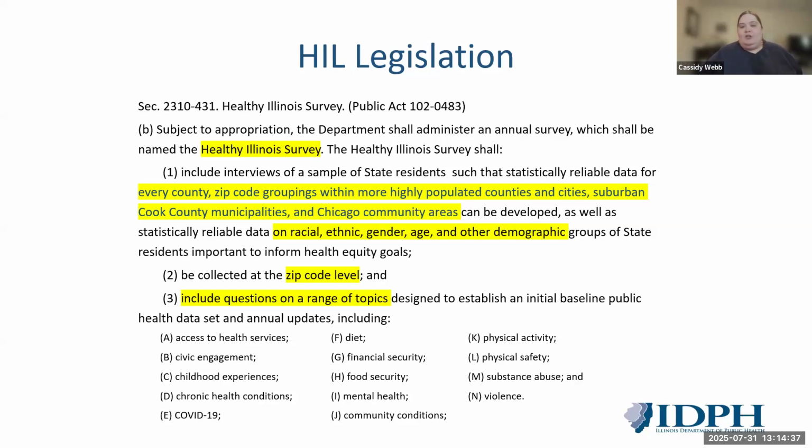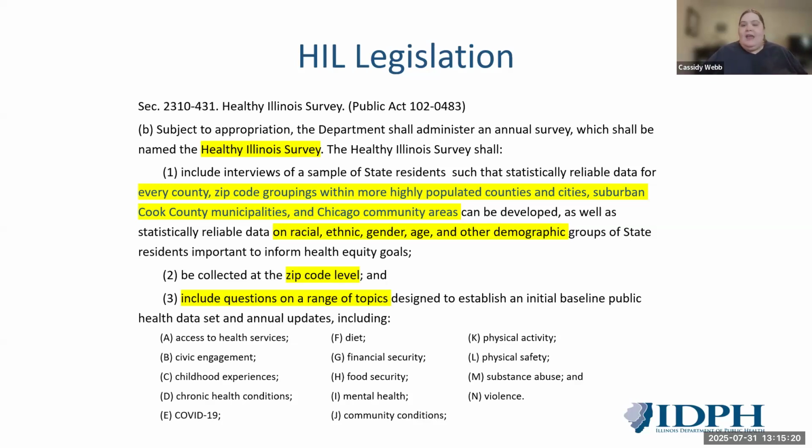Other legislative goals include zip code and zip code groupings, highly populated cities, suburban Cook County municipalities, and Chicago community areas. So in 2021, Governor J.B. Pritzker signed PA 102-0483, which requires the Department of Public Health, or IDPH, to conduct a comprehensive annual survey of Illinois residents to provide robust and statistically reliable public health data for every county, zip code groupings in more highly populated areas, suburban Cook County municipalities, and Chicago community areas.